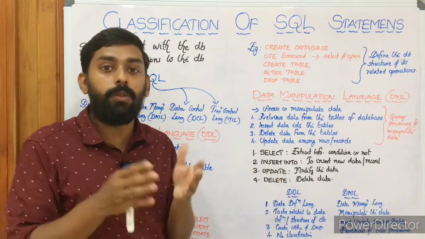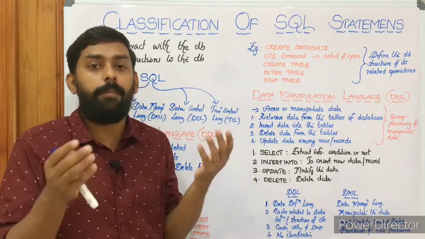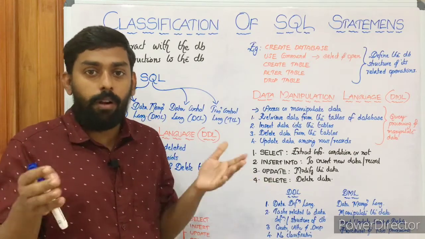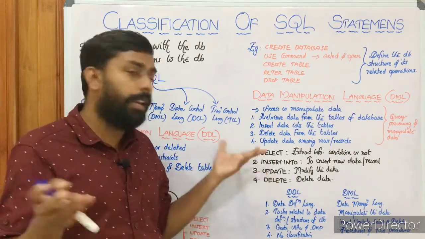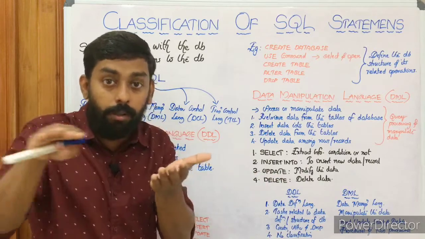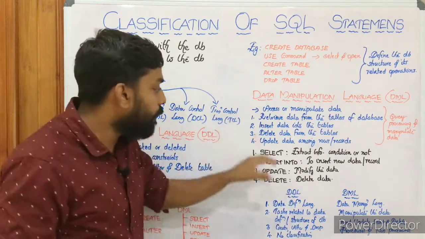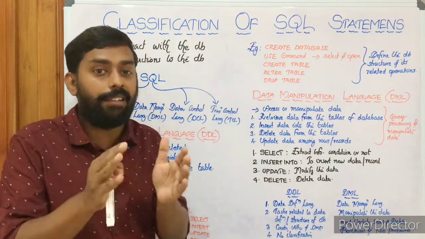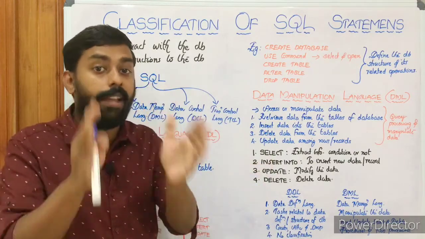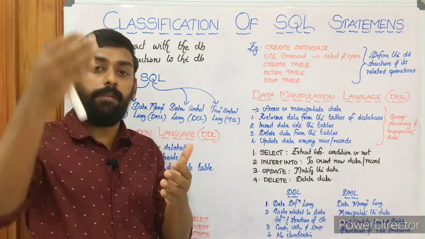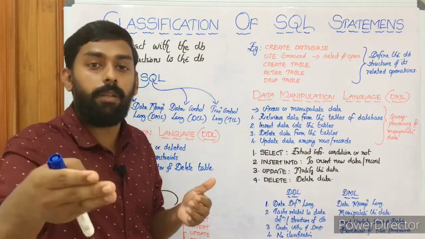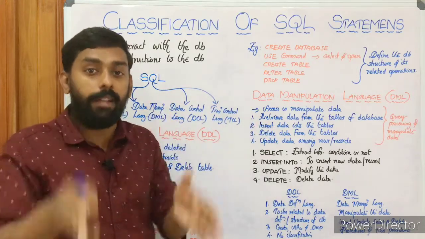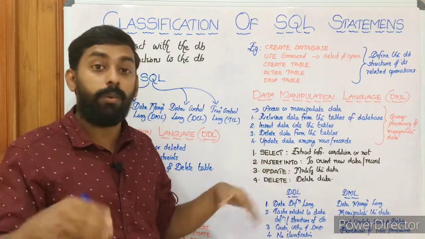Then finally delete, which is used to delete a row or delete a record. For example, we want to delete the records of those students who have failed in the exam, who have scored less than 35, right? At that time we can apply delete. It deletes the entire record, the rows. Yes. So these are the DML commands. We know DML commands are associated with the data, not with the structure, only with the data. Select is used to retrieve the data, insert is used to insert the record as data or a row, update is used to update the data, and delete is used to delete the data.